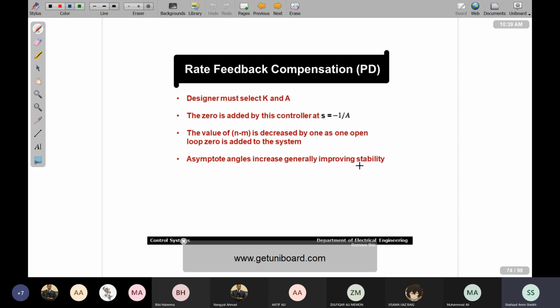What this compensator is doing, well, the controller or the compensator, as we have already discussed, that it is adding 0 at s is equal to -1 over a, and as a result of this addition of one open loop 0, the value of n minus m is decreased by 1, and because of this decrease of n minus m, the asymptotic angles जो हैं they will of course increase, and which will be generally improving the stability. Any questions regarding these two things?